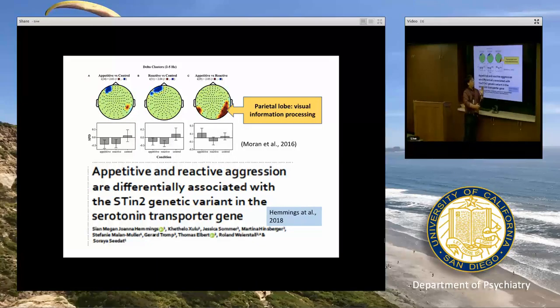So to make a long story short, when we conduct research on visual information processing, we might need to take the type of aggressive behavior into account. If we mix it together, we might minimize the signal. And the second study that was published last year looked at whether the genetic signals were different between the adaptive and the reactive aggressive behavior.